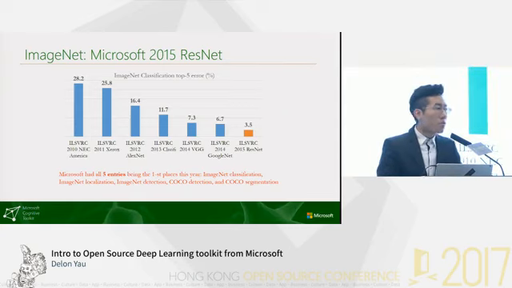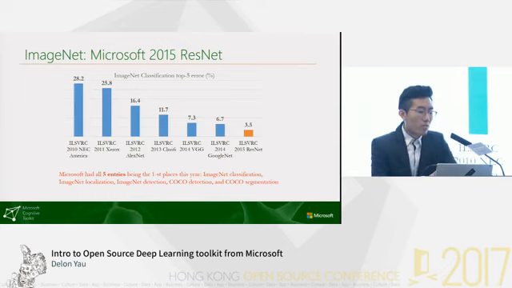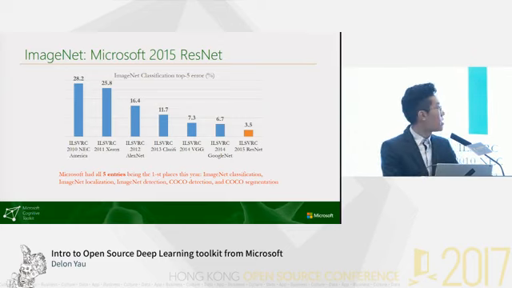As I said before, we focus a lot on the image processing field in particular. As you can see in this graph, what we call the error rate of mapping similar images, we have the lowest one in the Microsoft 2015 ResNet result. This is from the ImageNet competition, where we placed first in 2015.